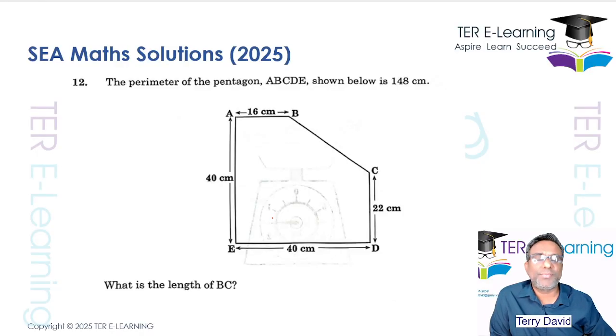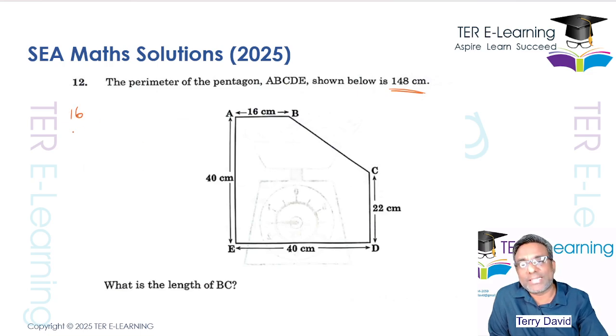Number 12, they're telling us about the perimeter of a pentagon. So a pentagon is a 5-sided figure, right? And the perimeter is 148. So basically, if I add up all the edges of this plane shape, the pentagon, I should get 148. So what I will do, I'll add the lengths that I do have, which is the 16, the 40, another 40, and we have a 22. So we're going to add up all of this.